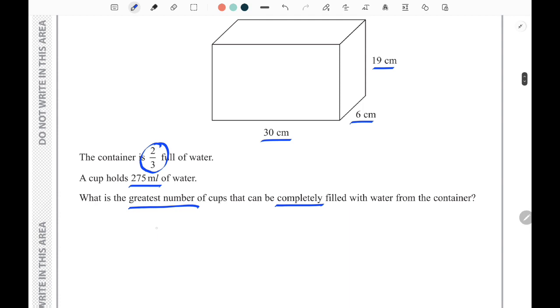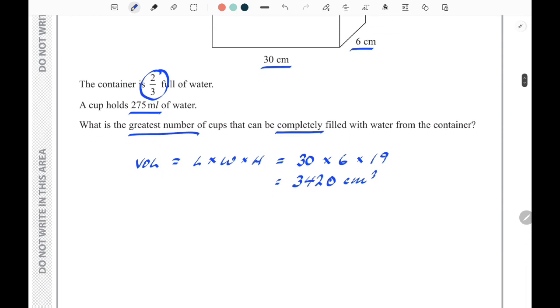So first of all, we want the volume of the container, and we all know that's just length times width times height. So that's going to be 30 times 6 times 19, and it doesn't matter what order you write it in as long as you get the 3 different dimensions. And the answer for that will come to, let's calculate it, 3420 cubic centimeters.